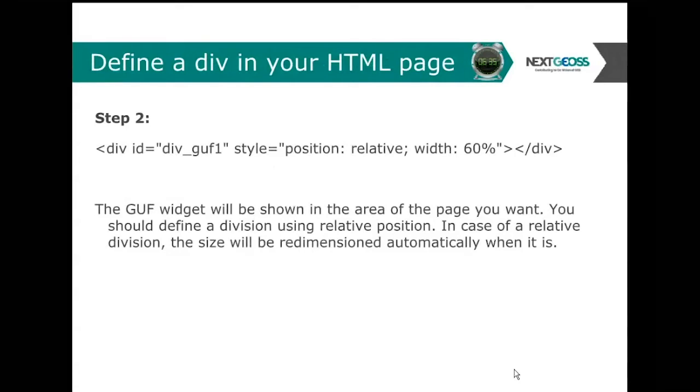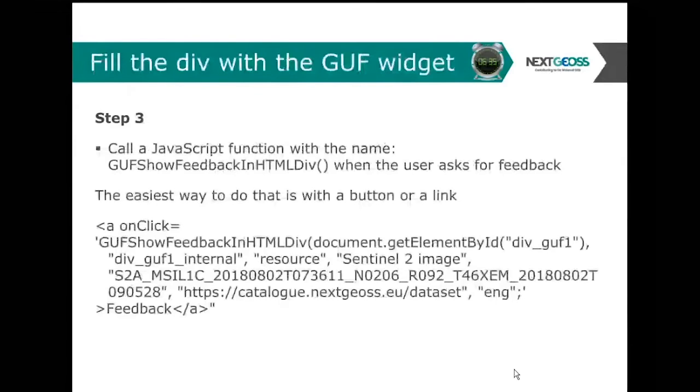This area is going to be used by the widget, and at the beginning it will be empty. When you ask for the feedback, it will be automatically redimensioned if the position is relative, as it is explained here. Step number 3 will be to call one of the functions that are available in the JavaScript function library that you just imported in step number 1. The function is called Geospatial feedback show feedback in HTML division. So it's a very straightforward name for the thing.